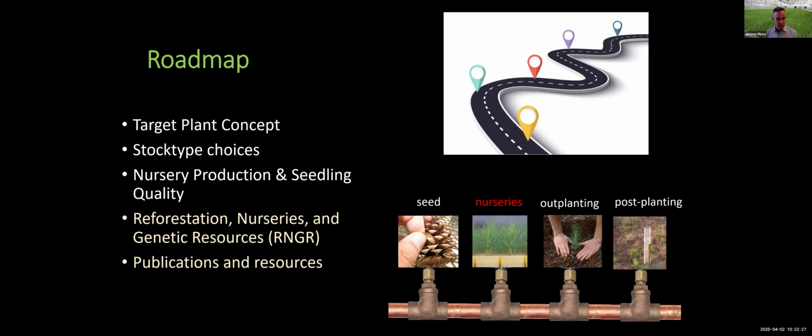This is a roadmap of what I'll cover for my talk. I'll talk about the target plant concept, just as Josh mentioned. Stock type choices, I'll give an overview on that. Nursery production and seedling quality. Again, just a short amount of time, so it's a lot of high level stuff. I won't even cover everything on my screen. I'll probably be going so fast to keep time.